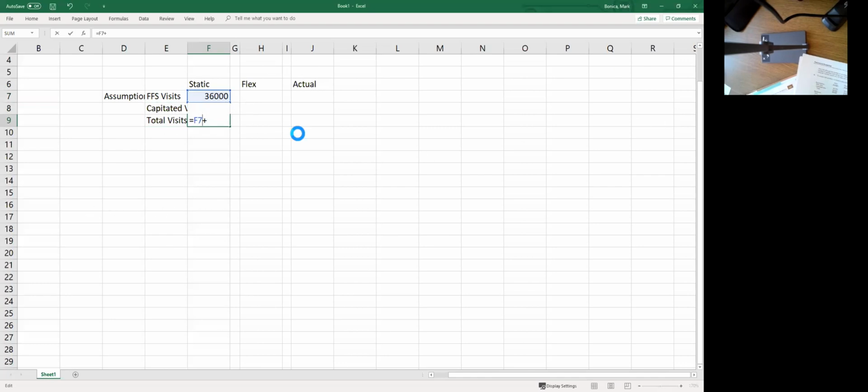All right, it doesn't want to cooperate. No, I don't want to do that. There. All right. Equals, let's just do this. There we go.